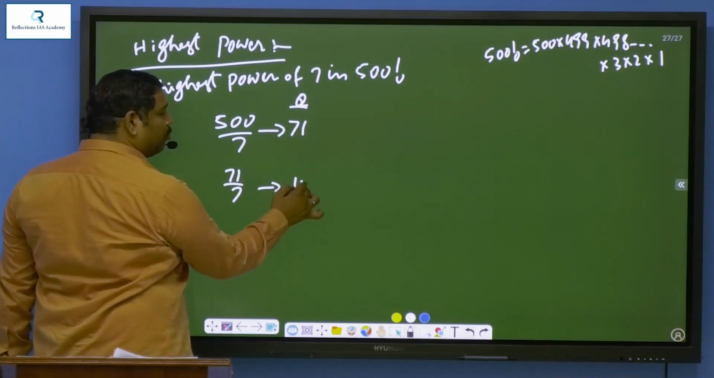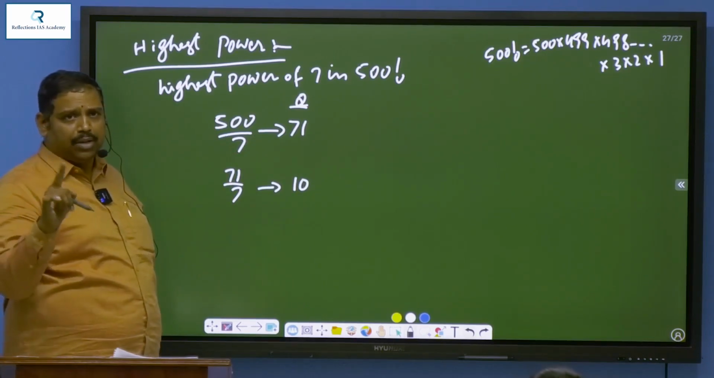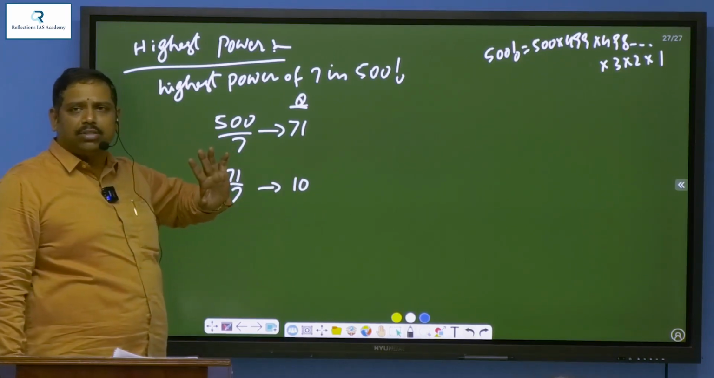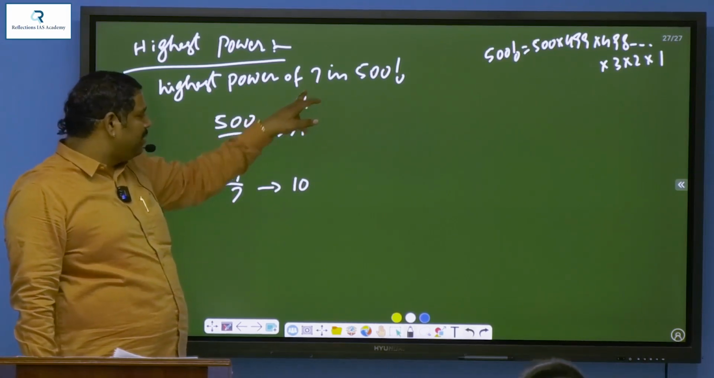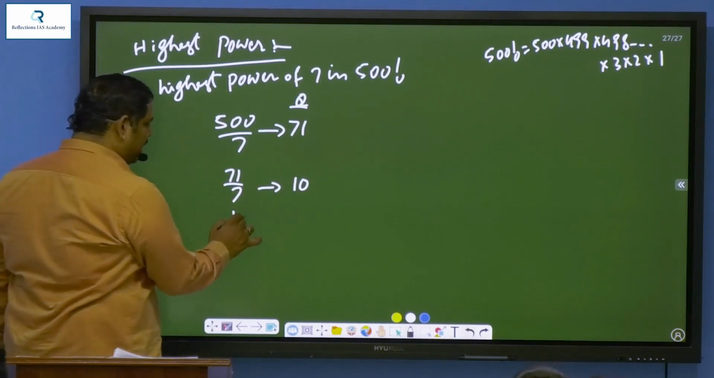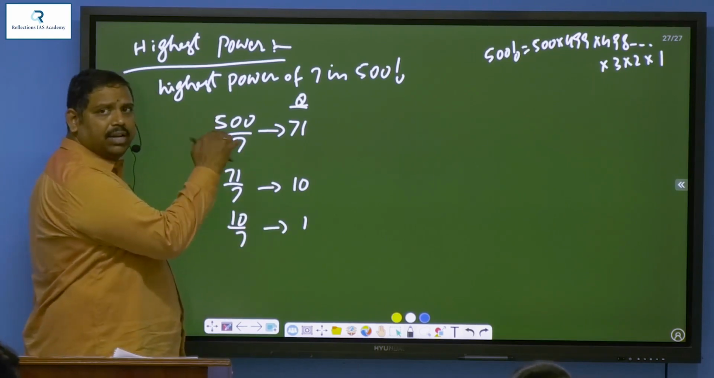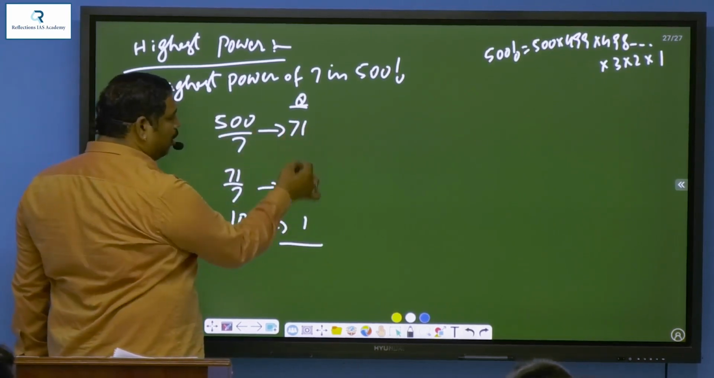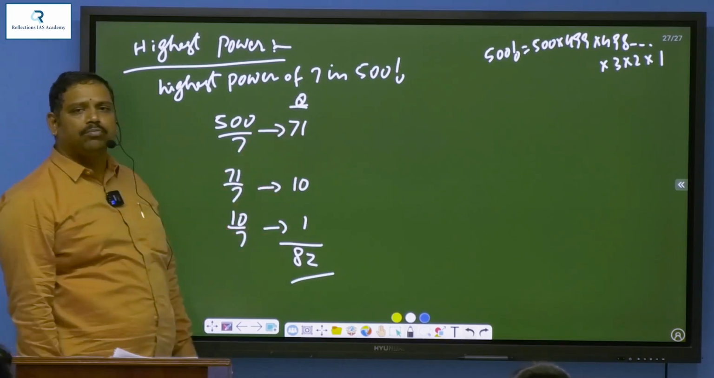7 tens. I said only the quotient. No need of remainder, no need of decimal. Got it? 7 tens are 70. Enough. Now what you have to observe? You are asking about the power of 7. It is not less than 7, so continue. Continue means 10 by 7. What is the quotient? 1. It is less than 7. Enough. Stop here and add all this. So it is 82. Highest power of 7, it is 82.